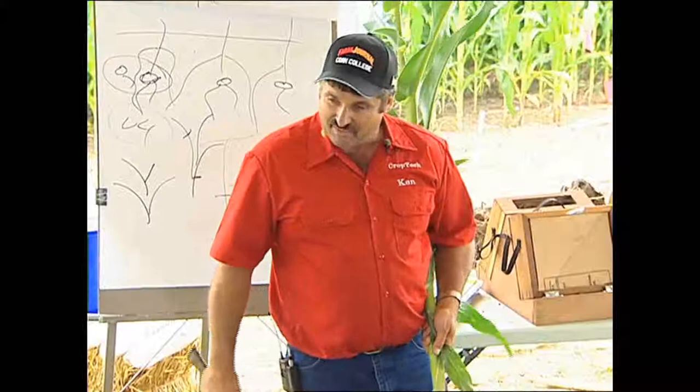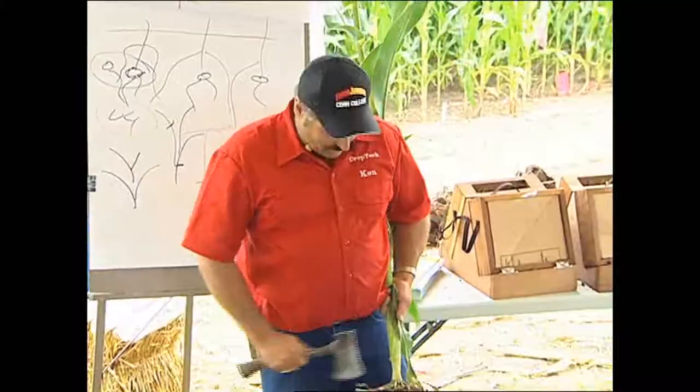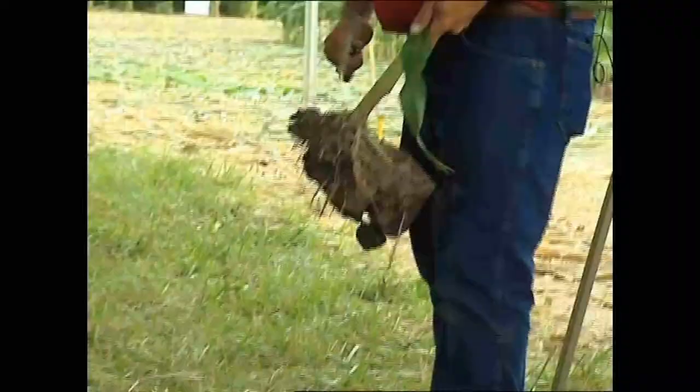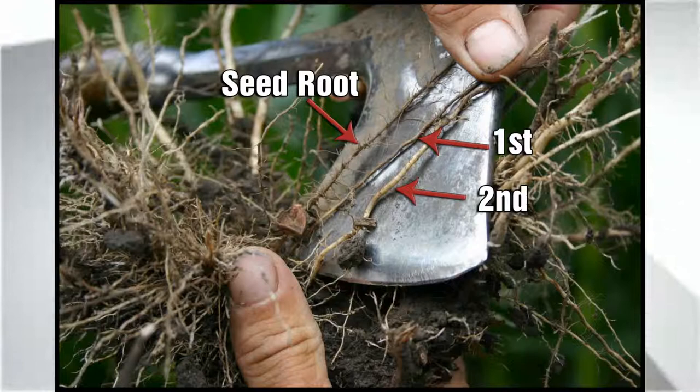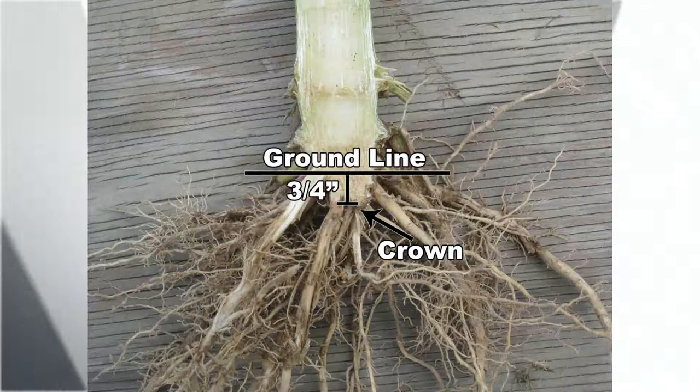So we're going to dig a small plant and we're going to compare it to the big plants. And the first thing I'm going to go to is the seed root. And the first thing that we're going to do then is to evaluate planting depth. We put that seed in the ground, the mesocotyl heads for the surface. As soon as it sees daylight, it's going to set the crown, and that crown is going to take about 3/4 of an inch to set.